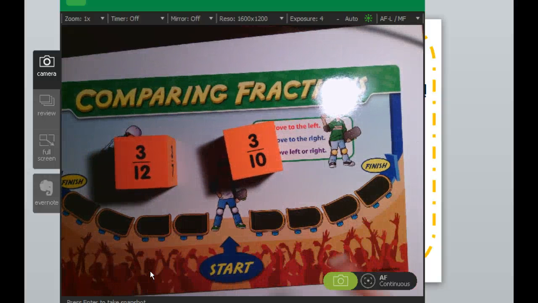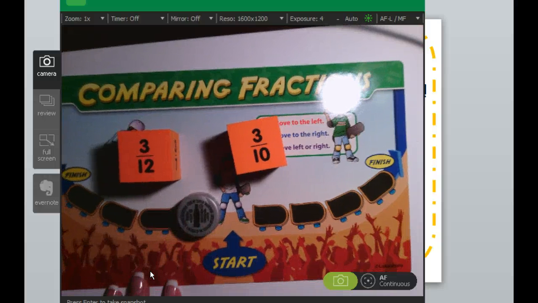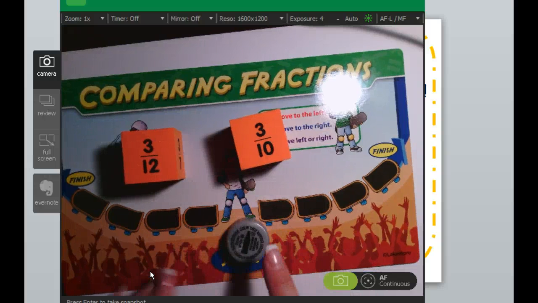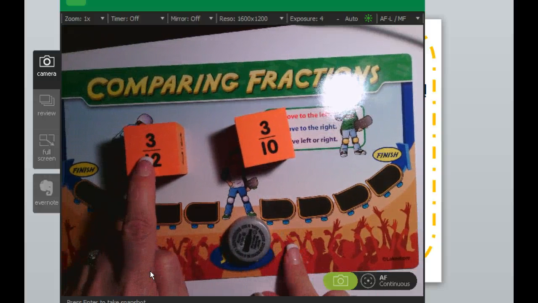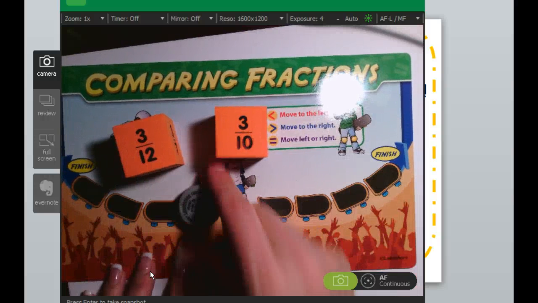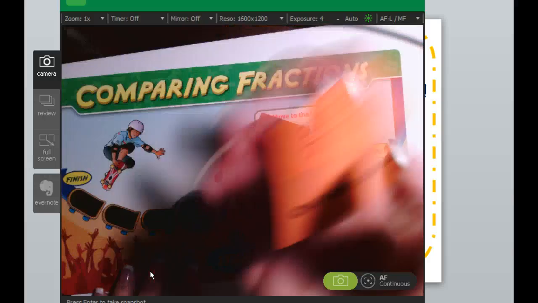And you can play this with a friend or a parent. You can each have a counter. You can even use a bottle cap for a counter, or one could use a penny and one could use a nickel. So we start here. Well, if this is the one I rolled, I'm going to have to move to the left because mine is smaller than this one. Then we could roll the dice again.